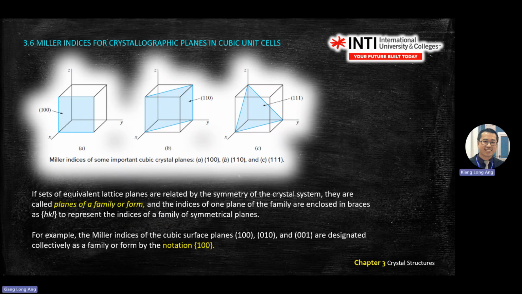Okay. So the Miller plane here also you can write in a family form. If you are moving one unit from the axis, you can also form the notation of curly bracket 100. Okay. So curly brackets can be for the plane, for the position, and for the direction. So you need to look carefully at what it falls into.